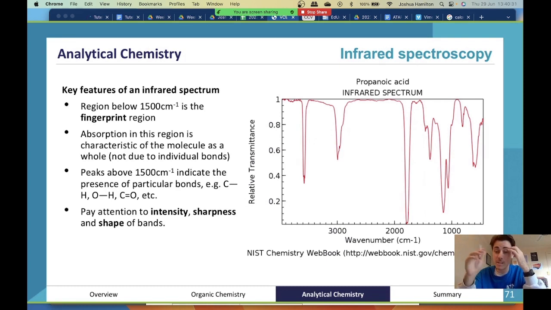The fingerprint region is the thing that determines them. So absorption in this region is characteristic of the molecule as a whole. Peaks above 1500 indicate the presence of particular bonds, which are really important. Pay attention to the intensity and sharpness and the shape of the bands. We're going to talk about these in a second.